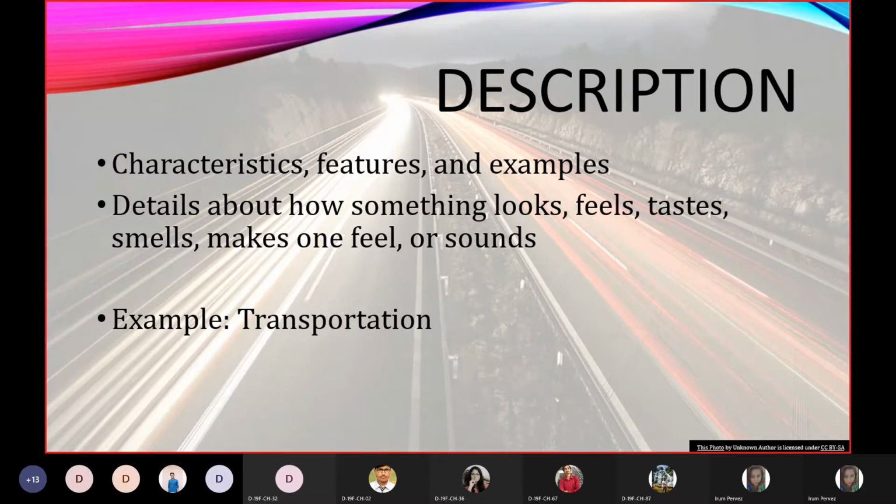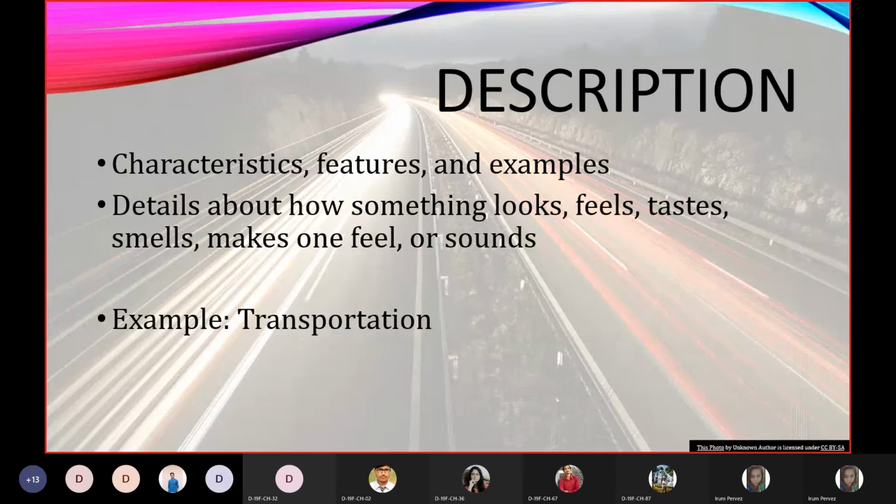Okay, I'm repeating it. When you explain the things or you write expository writing, there are five different ways of writing expository writing. Number one is descriptive. You can explain the things by describing them. When we write description, how do we do it? We write characteristics, features, and examples.